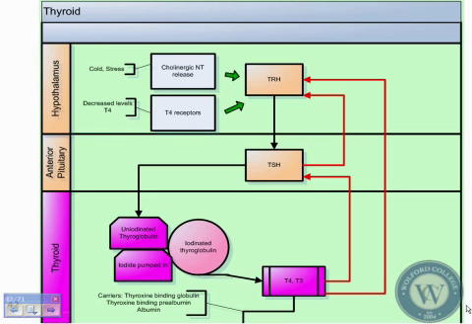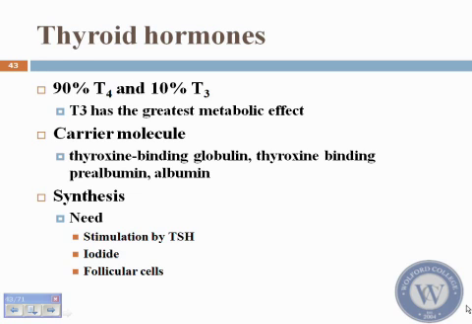T4 means that there are how many activated iodine compounds to it? 4, versus 3. T3 is just 3 of them. 90% is T4 and 10% is T3, but guess who's more effective? T3. So T3 is by far the greatest metabolic effect.